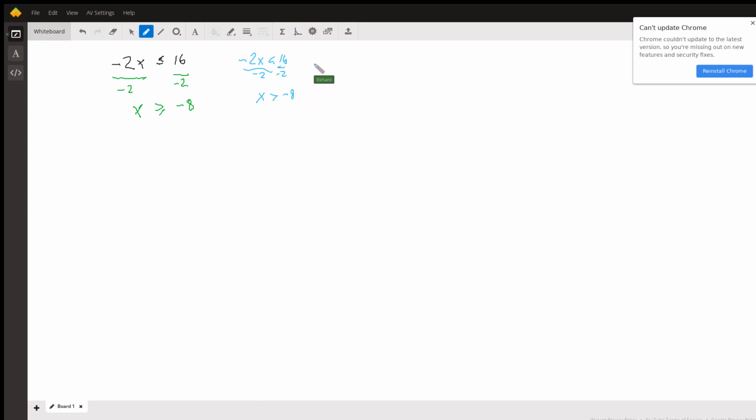So you can see the answers are almost the same here. One has the equal sign as part of it, it's less than or equal to. Here, there is no equal sign. The same rules, the same steps, and all of that.